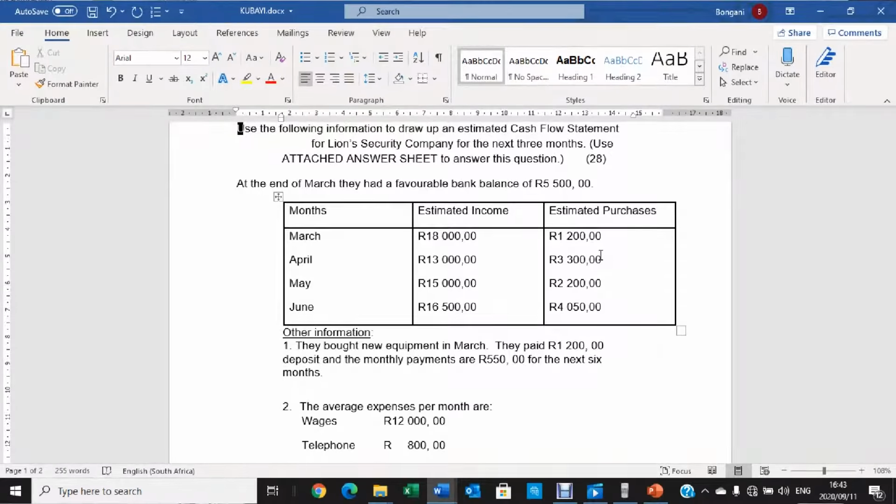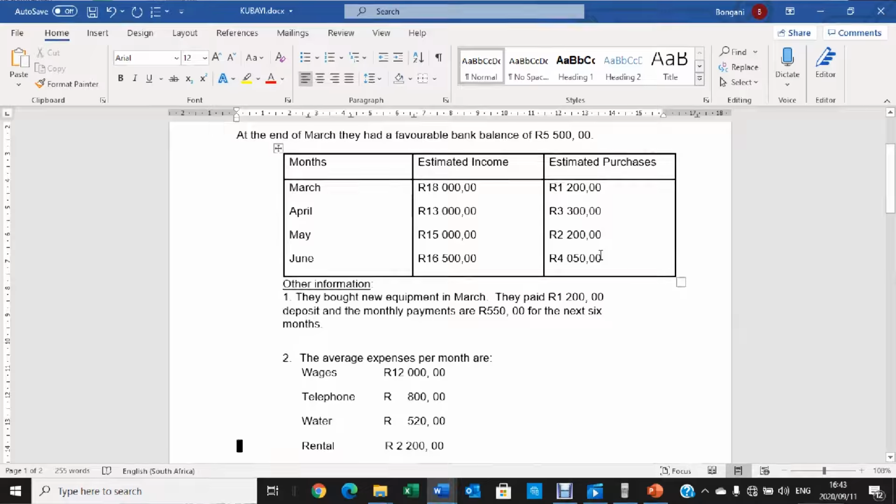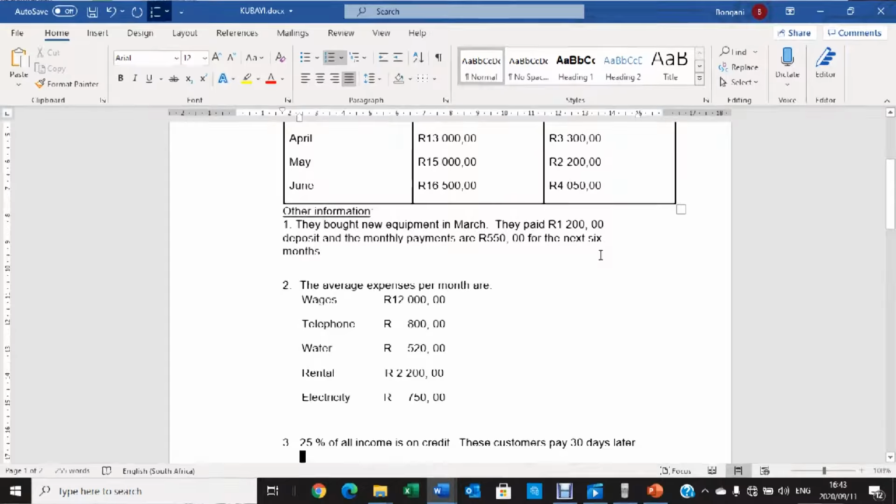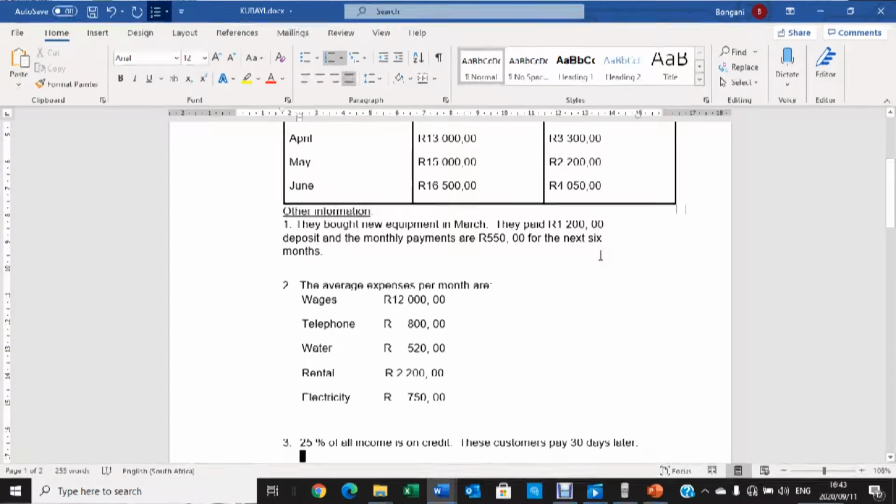The average expenses per month are as follows. Wages, 12,000; telephone, 800; water, 520; rental, 2,200; electricity, 750.